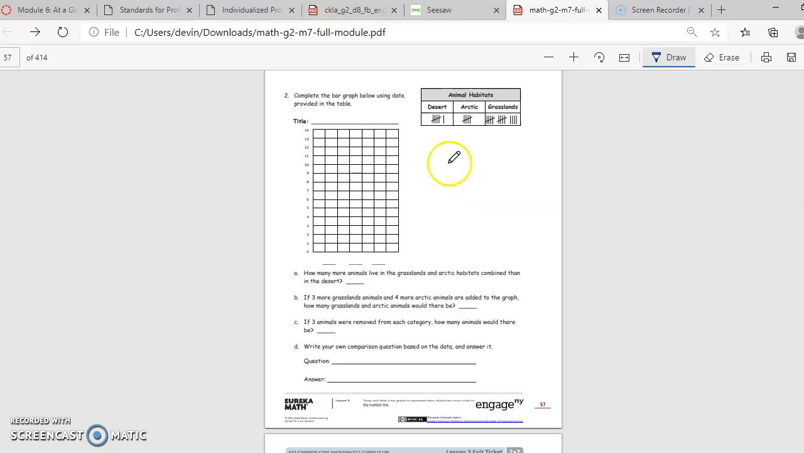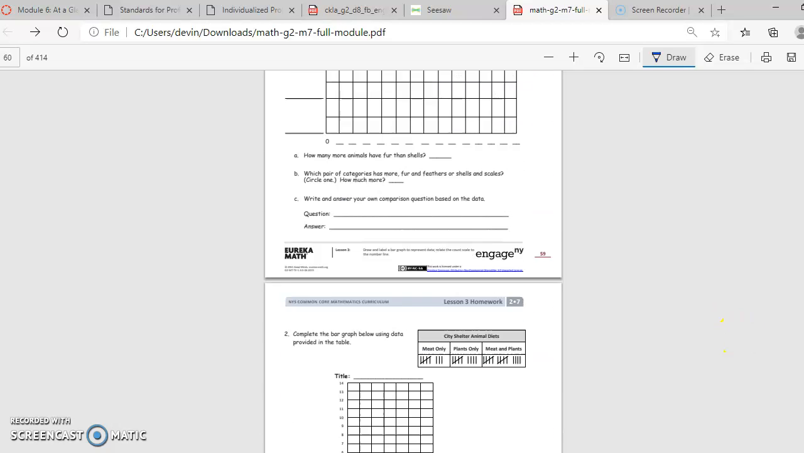The second page is really the same thing, just goes columns instead of rows. So you'll take the title from the table, animal habitats, desert, Arctic, grasslands, and then you'll build it up. Remember, these are tally marks. These are 5. This is 1.